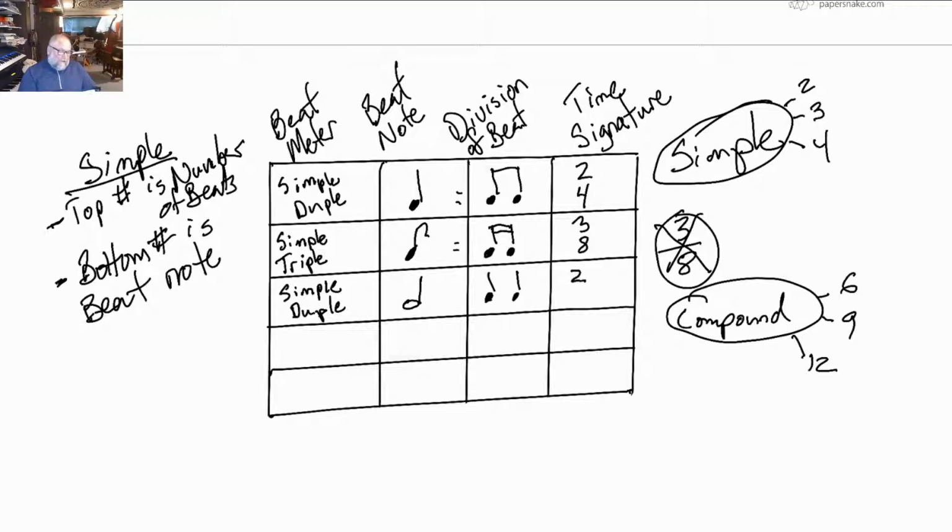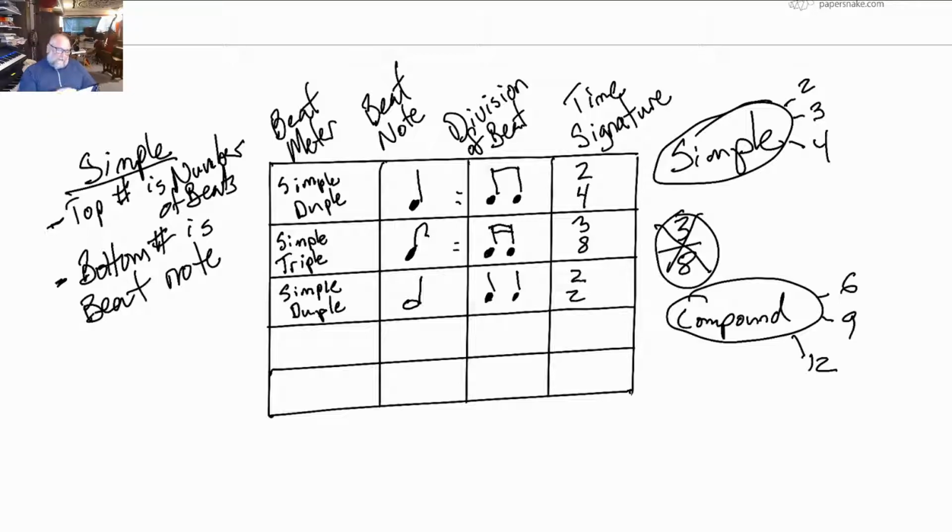And then how do we get the bottom number in simple time? Bottom number in simple time comes from the beat note. So this is 2, 2 time. Okie doke. Next one.